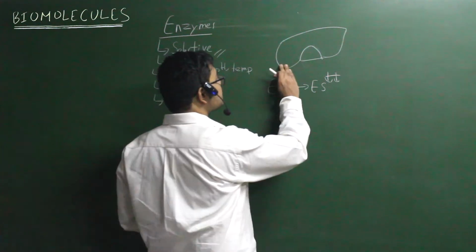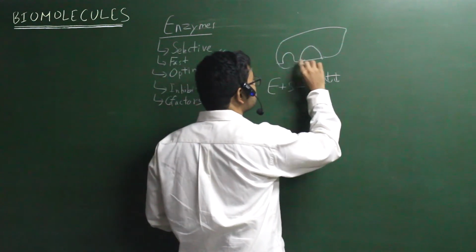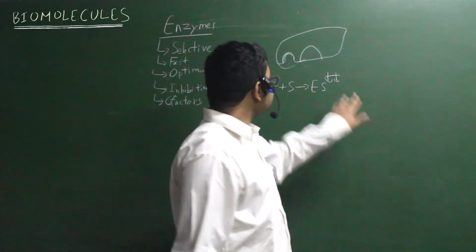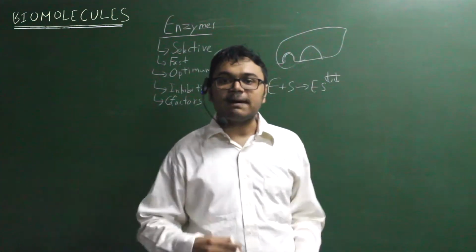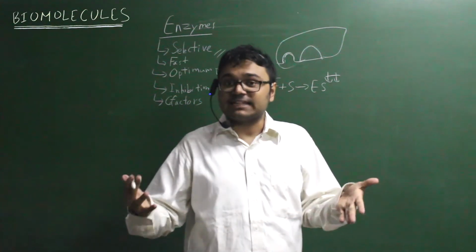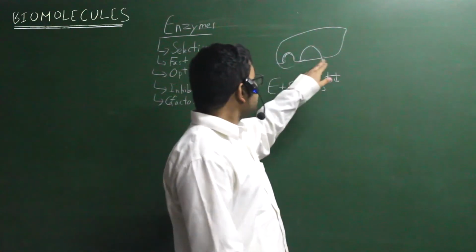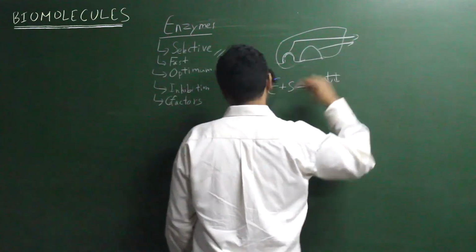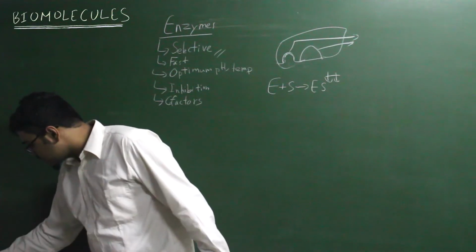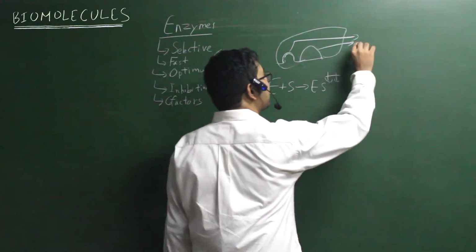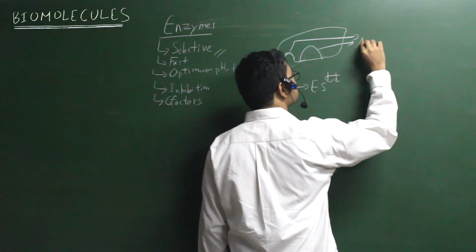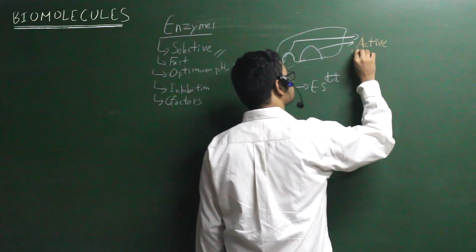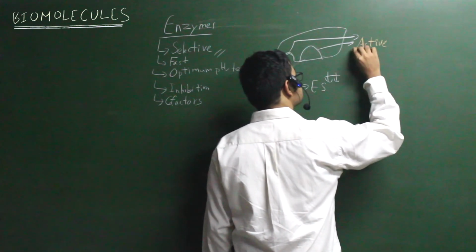Sometimes it could have two such pockets with two different substrates. Maybe it's got to combine these two. For instance, say you take maltose and water, you combine them and break it into two glucoses. There's an enzyme like that. It's called maltase. And these pockets are known as active sites. These are active sites.